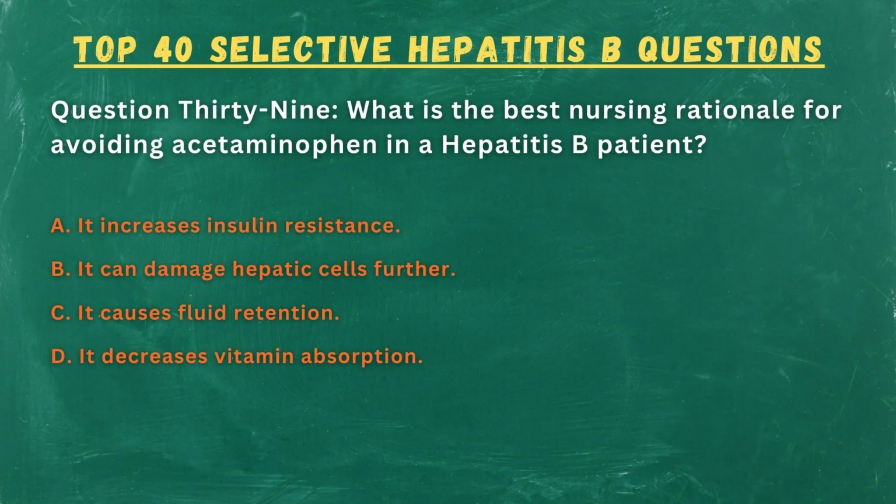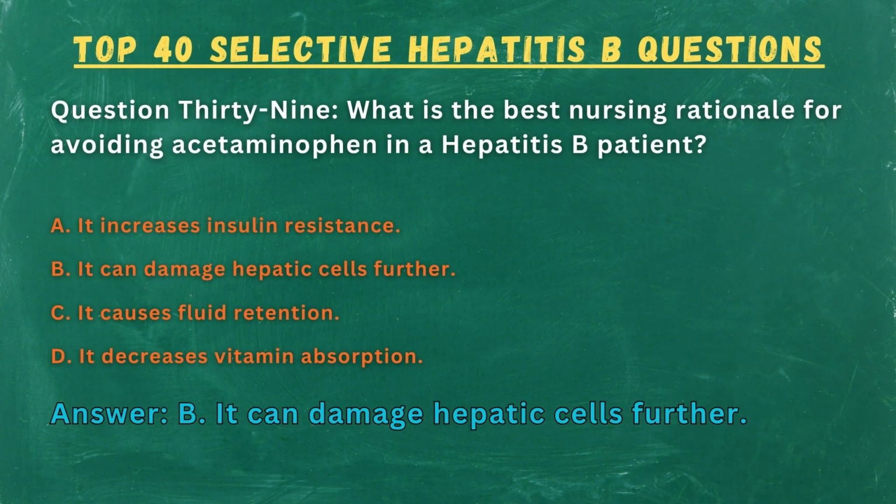Question 39. What is the best nursing rationale for avoiding acetaminophen in a hepatitis B patient? A. It increases insulin resistance. B. It can damage hepatic cells further. C. It causes fluid retention. D. It decreases vitamin absorption. Answer: B. It can damage hepatic cells further.